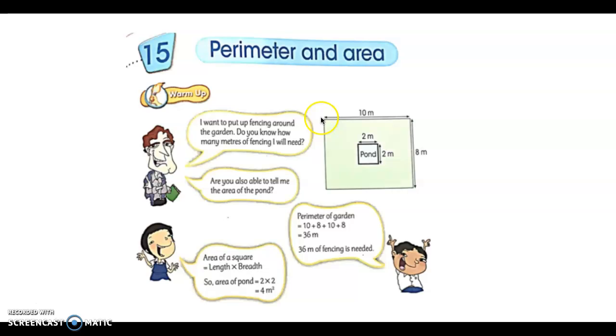Perimeter is the length surrounding any figure. For example, if this rectangle is considered, the length, this length plus this length plus this length plus this length. There is a length surrounding any figure. For example, if you want to find the perimeter for this small square, this length plus this length plus this length plus this length.